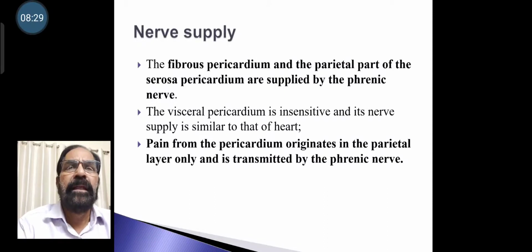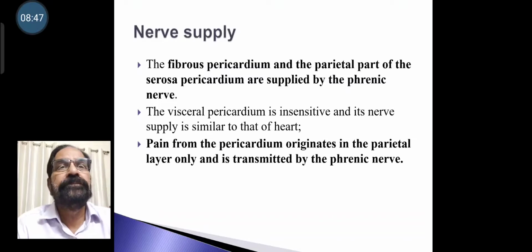Nerve supply. The fibrous pericardium and the parietal part of the serous pericardium are supplied by the phrenic nerve. The visceral pericardium is insensitive and its nerve supply is similar to that of heart. Pain from the pericardium originates in the parietal layer only and is transmitted by the phrenic nerve.